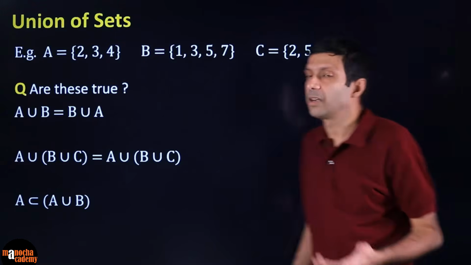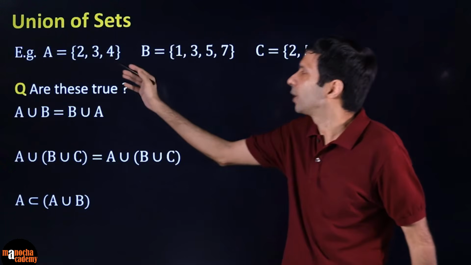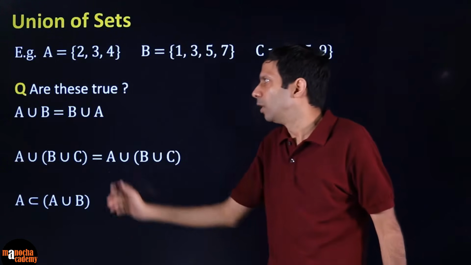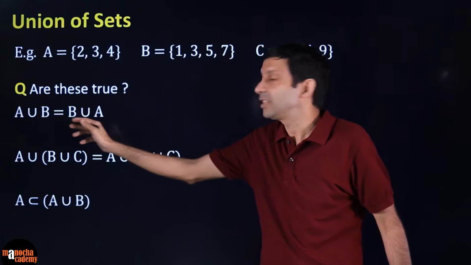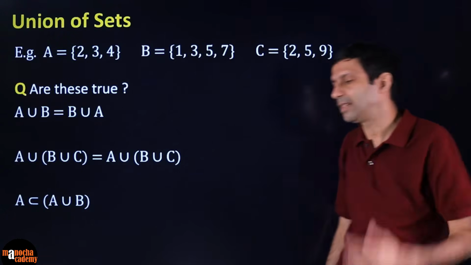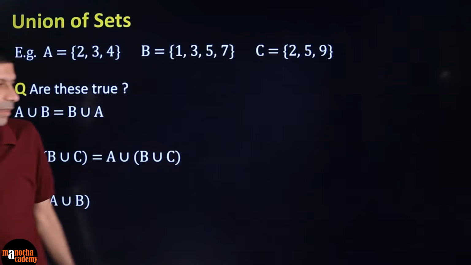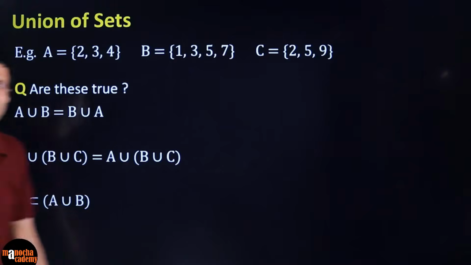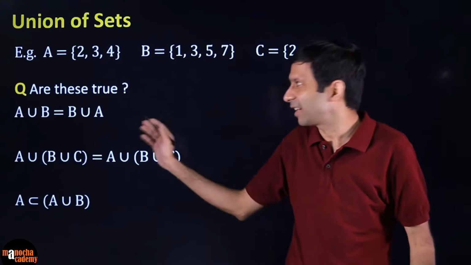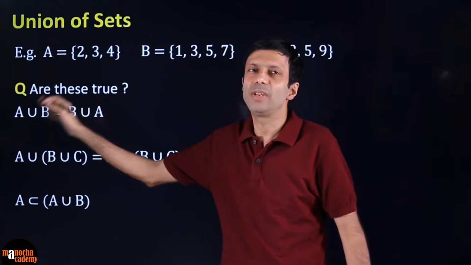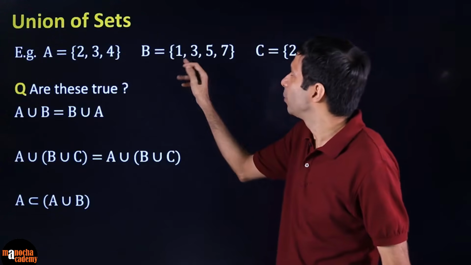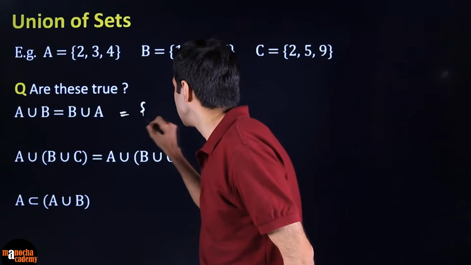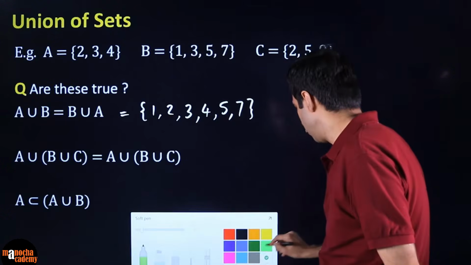So now let's continue our discussion on union of sets. For example, if we have these sets A, B and C, let's see if these statements are true. If I take A union B, is it going to be the same as B union A? What do you think? Is it true or false? Is A union B the same as B union A? Very good. Many of you are saying the correct answer is true, because it doesn't matter whether you take A union B or B union A, it's going to be 1, 2, 3, 4, 5, 7 again. So in both cases the answer is going to be the same. So it's going to be true.